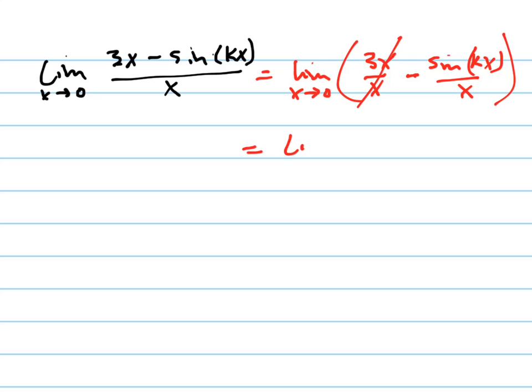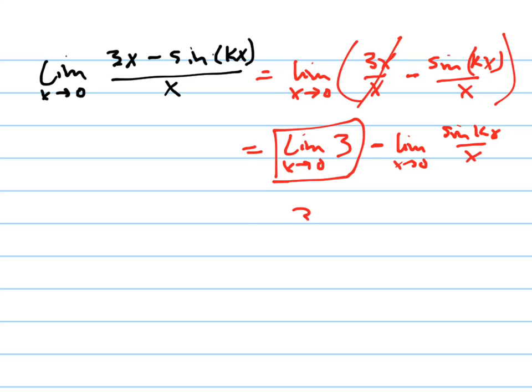And so that's the limit as x goes to 0 of 3 minus the limit as x goes to 0 of sine kx over x. Obviously, this right here is just 3. Now I'm going to deal with this one over here.